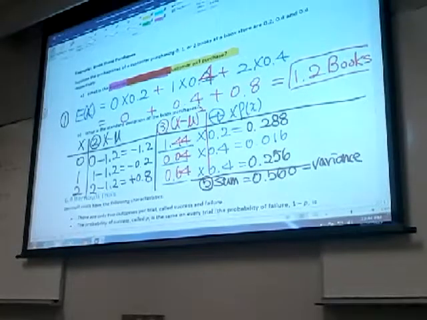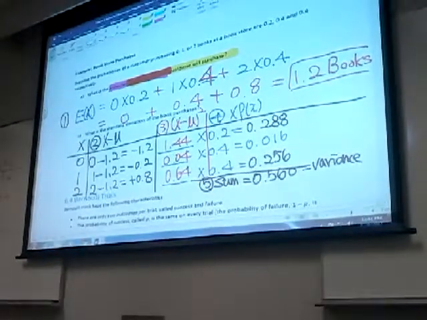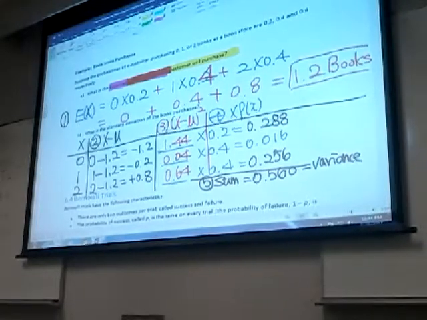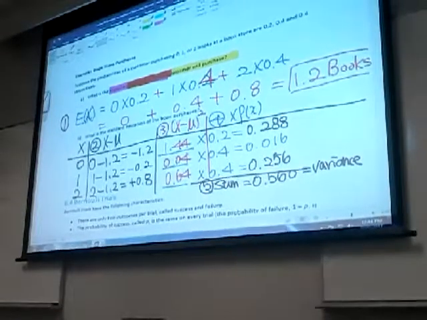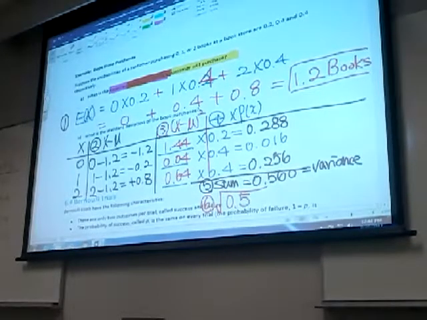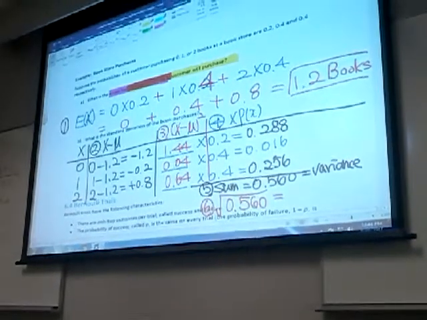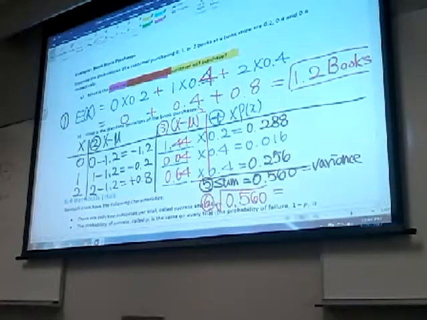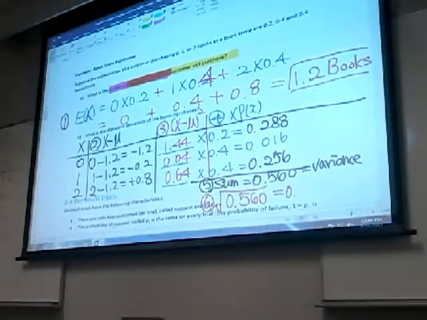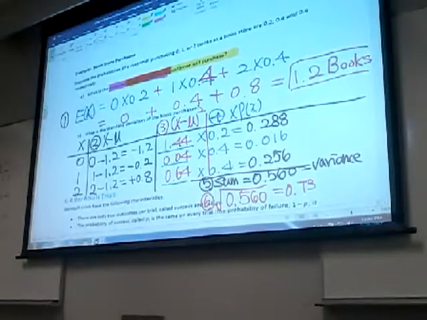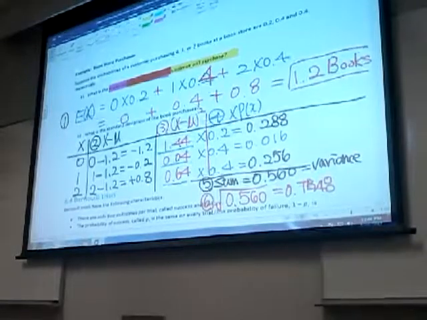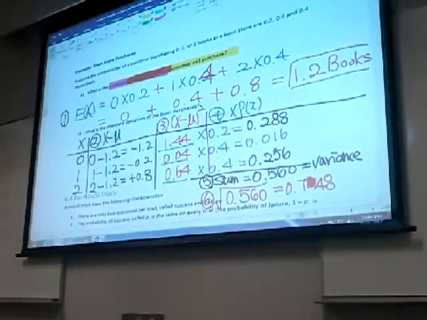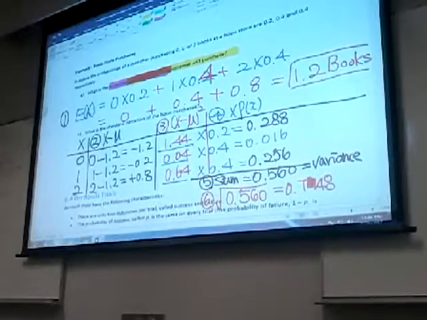After step 5, we took the variance in chapter 3, right? Finally, take the square root of it. Square root of 0.560. How much? 0.748. It is the standard deviation.